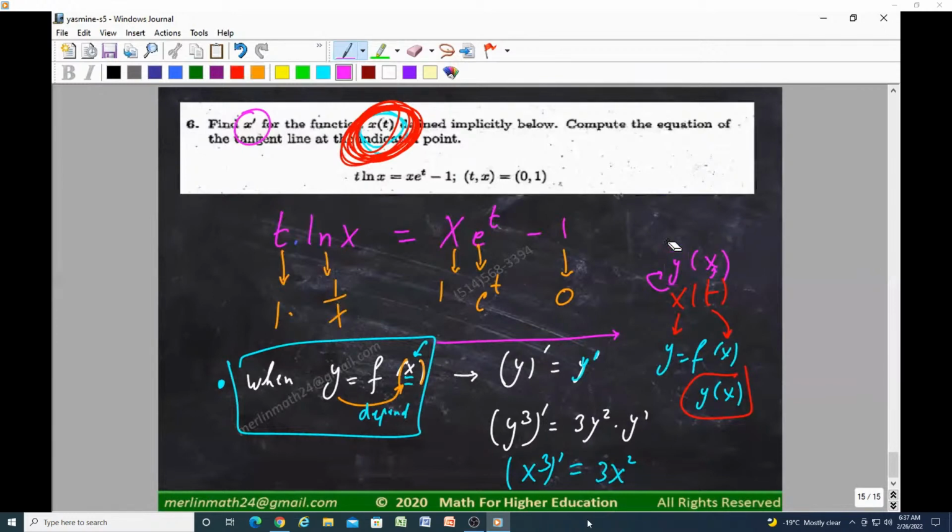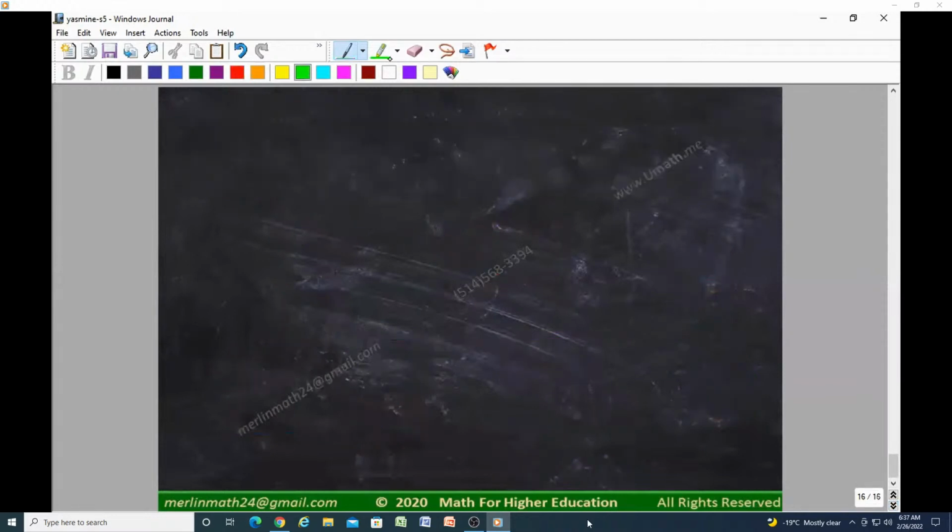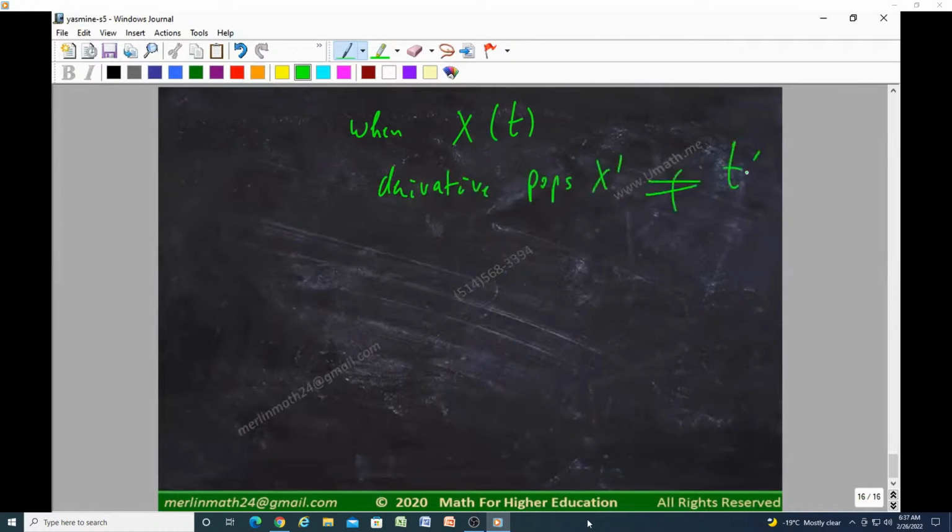Is it okay? That is why I'm explaining in a different language. Now, this is not the proper language, okay? Just to make it, let's say, easy for you to grasp. But anyhow, another example. This is the whole trick. When I say x is a function in t, this is what I meant, x bracket t. When I derive, the derivative pops x prime, but not t. So this is what you want to know.